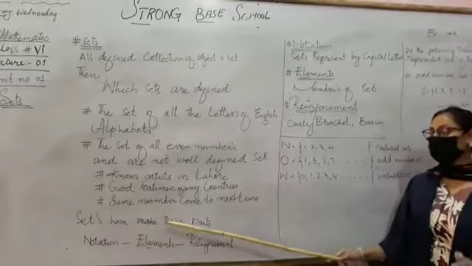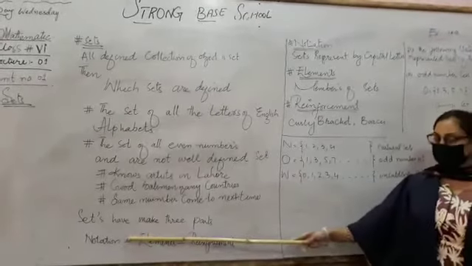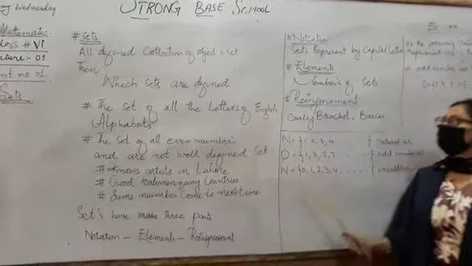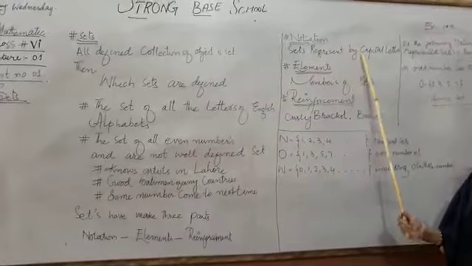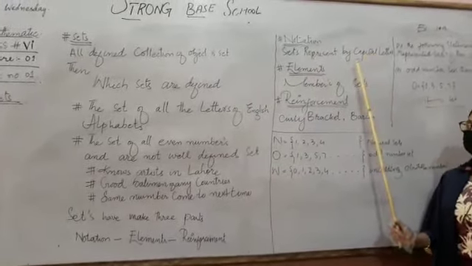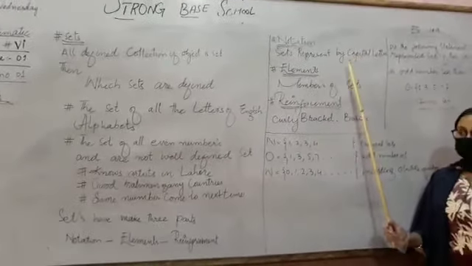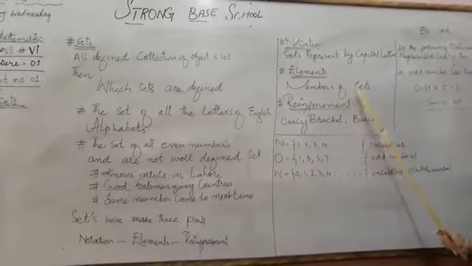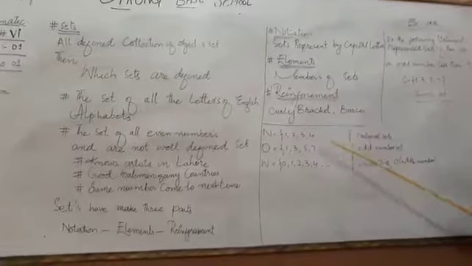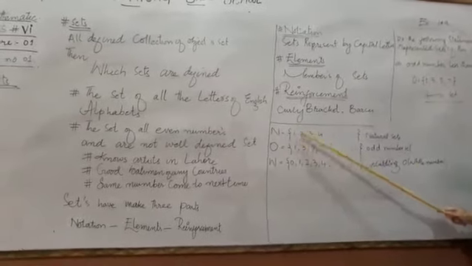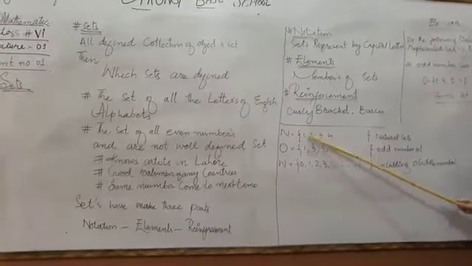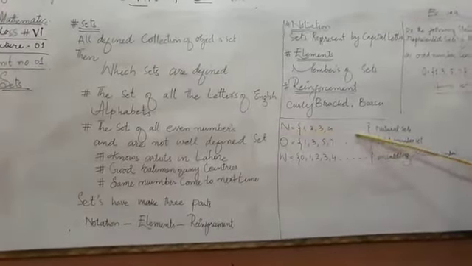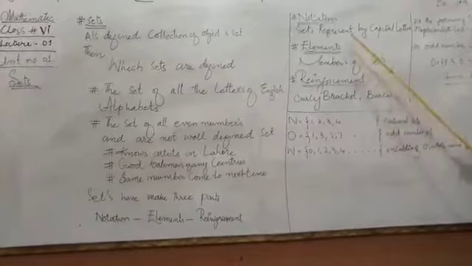Sets are made of three parts: notation, elements, and representation. What is a notation? This is representing a set by a capital letter. Any capital letter used to define a set is called a notation. What are the elements? Members of a set, like the natural set. The notation of the set is N, and 1, 2, 3, 4, 5, 6 are its members. So members are called elements.